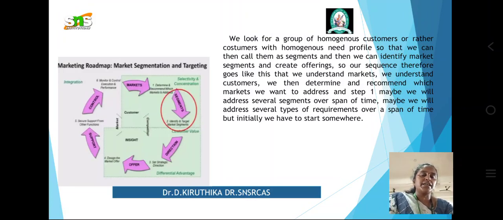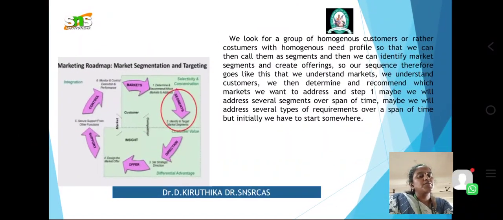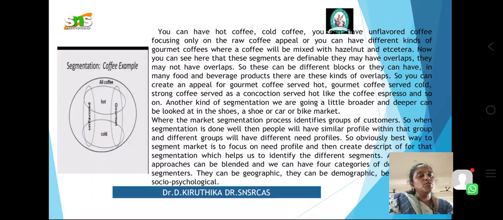In other words, this sequence is to be followed properly: identifying the market, giving the proper direction, giving the offerings, segments to be done, geographical areas to be done, and then finally, according to our roadmap, the support and control to be given clearly. This is most important in our scenario of market segmentation.